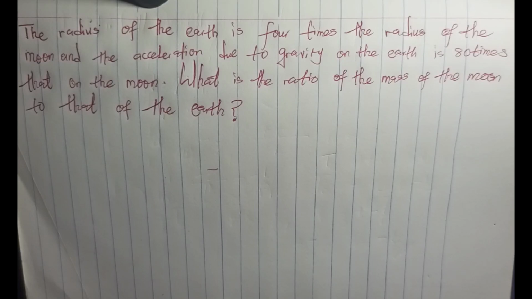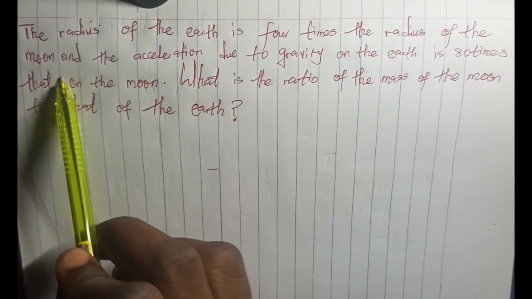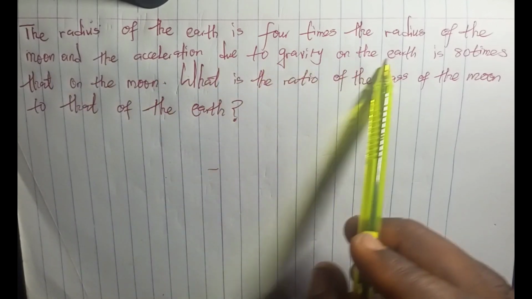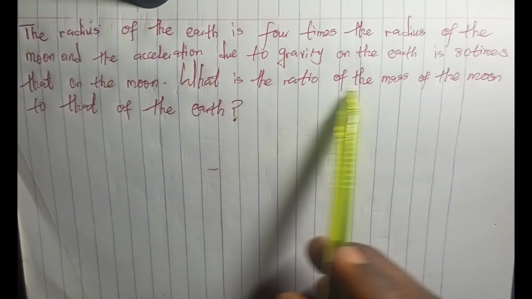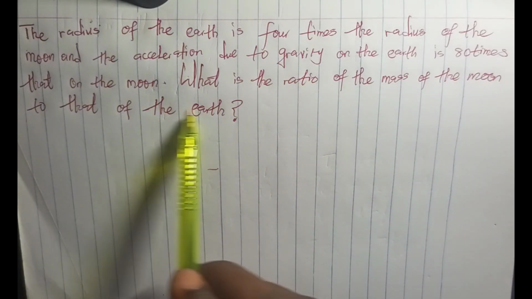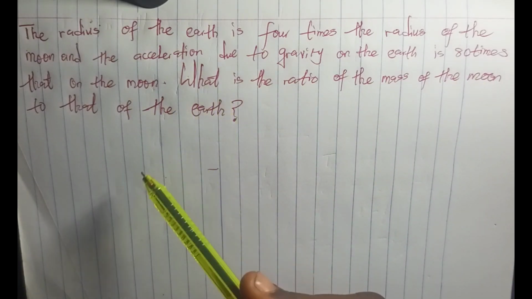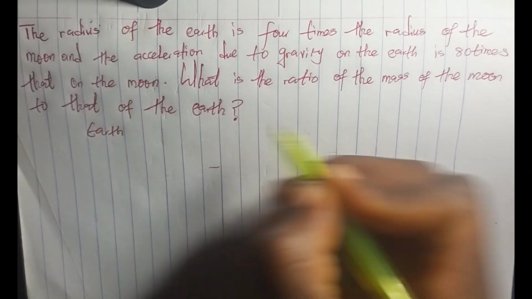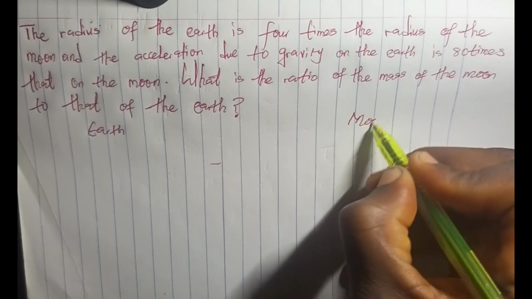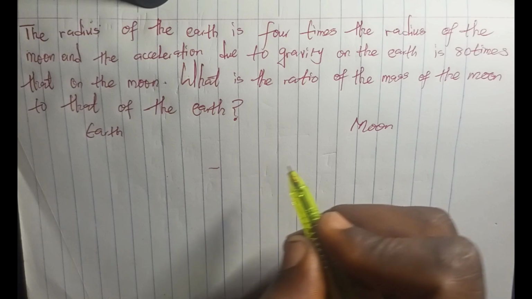The question we're having today says the radius of the Earth is 4 times the radius of the Moon, and the acceleration due to gravity on the Earth is 80 times that on the Moon. We ask, what is the ratio of the mass of the Moon to that of the Earth? If you watch this, they mention two things. They mention the Earth, a planet, and they mention the Moon. Is that clear?